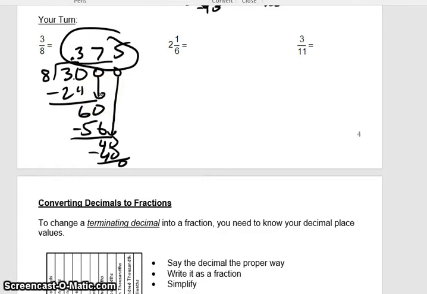Okay, so let's try the next one here. If you notice here, we've got ourselves a mixed number. So I'm just going to hold the 2 off to the side. All right, I know that's going to be part of my answer. I'm just going to worry about converting the 1/6.